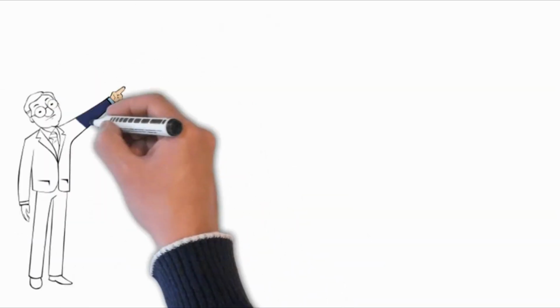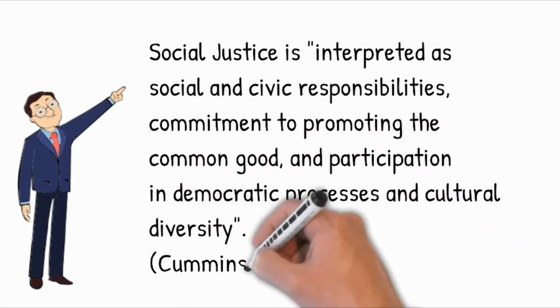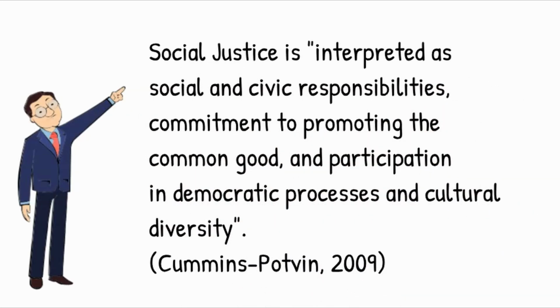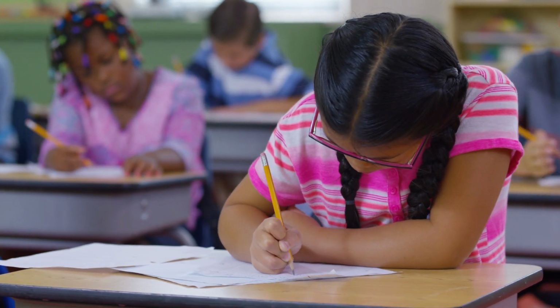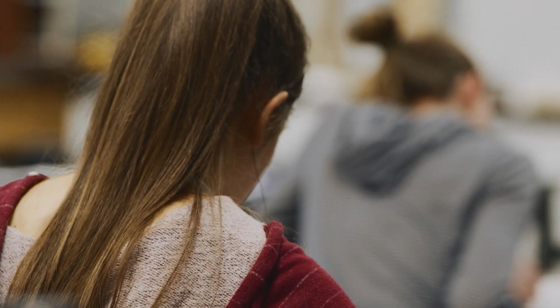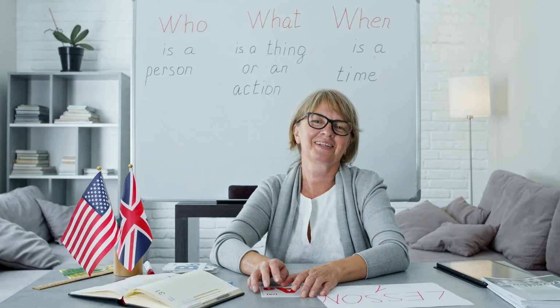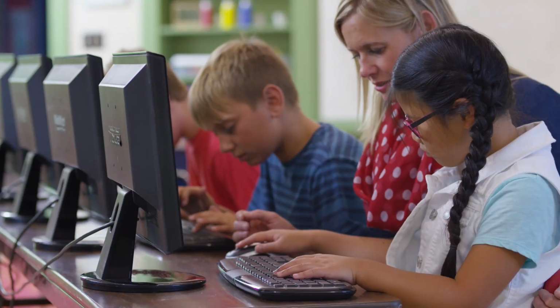Social justice is interpreted as social and civic responsibilities, commitment to promoting the common good, and participation in democratic processes and cultural diversity. In terms of social justice, it's clear to see that in South Africa's higher education context, teaching and assessment strategies are not fair for those students who do not speak English as their first language, and that new pedagogical practices as well as policies need to be implemented, and there must not only be multilingual academic staff, but also multilingual courses and materials. There must be a socially just pedagogic framework to provide equity for all learners.